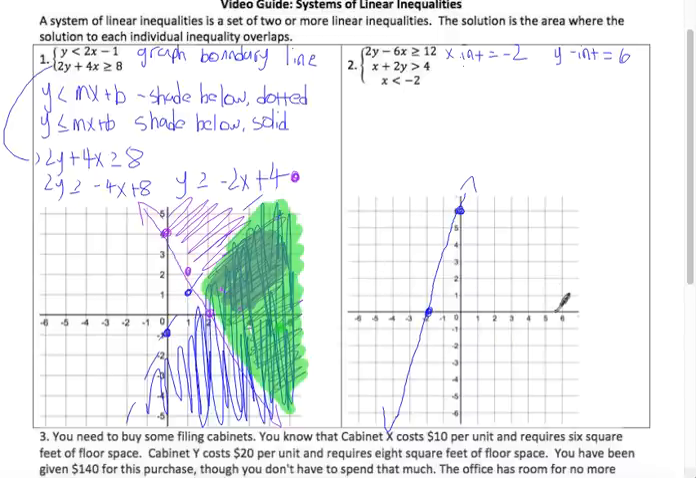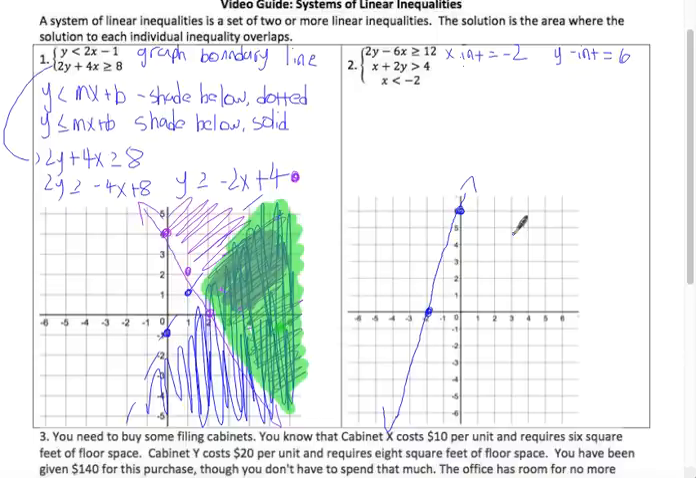If we test a point, and the point works, say we tested the point 0, 0 and 0, 0 satisfies the inequality, then we would shade this part, because all the points on this side have to work. And if 0, 0 didn't work, that means we're going to shade the other side, because all of the points on the other side have to work. If 0, 0 doesn't work, that means none of the points on this side of the line work.